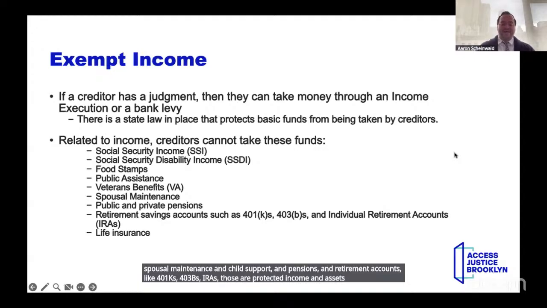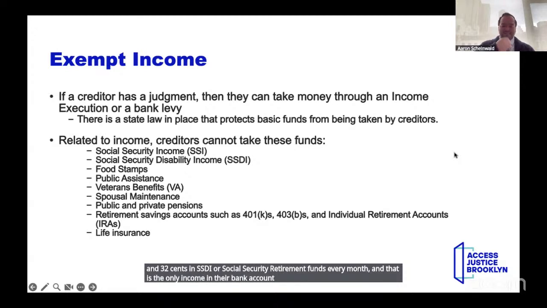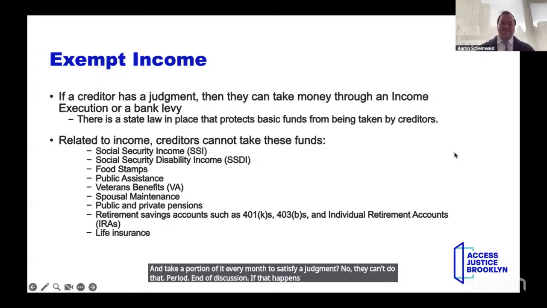And so if someone has a bank account and they get $1,100.32 in SSDI or Social Security retirement funds every month, and that is the only income in their bank account, can that money be taken? No. Can a judgment creditor intercept that Social Security and take a portion of it every month to satisfy a judgment? No, they can't do that. Period. End of discussion. If that happens, that's obviously a big no-no and a basis for a lawsuit. So that money cannot be taken at all.